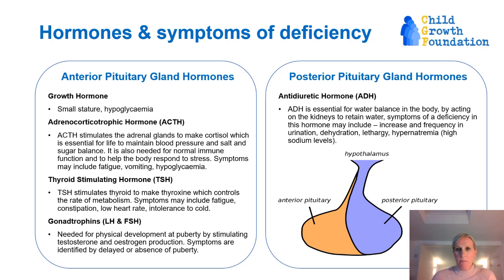And then from the posterior pituitary gland, there's ADH, that's antidiuretic hormone. And that's essential for water balance in the body, acting on the kidneys to retain water in the body. So symptoms of a deficiency in this hormone might include an increase in frequency and volume of urine. So you might be going to the toilet more often and producing a lot more urine. And then you might become dehydrated, feel tired, and it results in a high level of sodium in the blood.